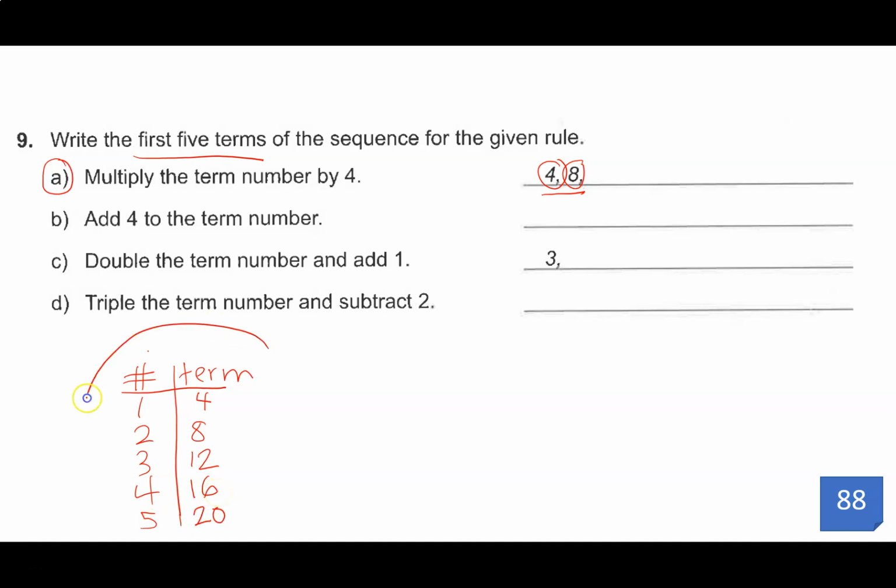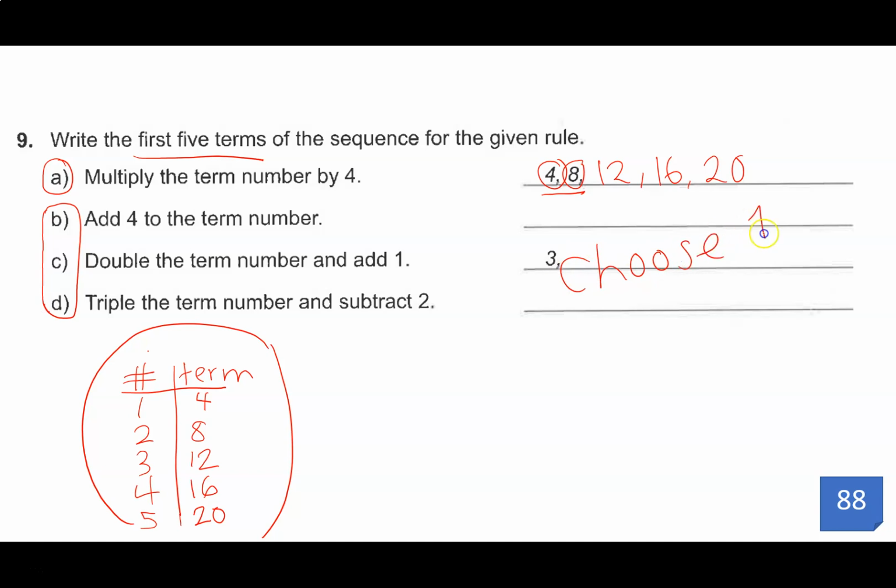Now, you didn't need to make this chart, but I prefer to do it that way. So we would list our numbers 4, 8, 12, 16, 20. So each time you will have a list of 5 numbers. Please try, you know what, you can pick one of the following. So one of B, C, and D. You may choose one to complete.